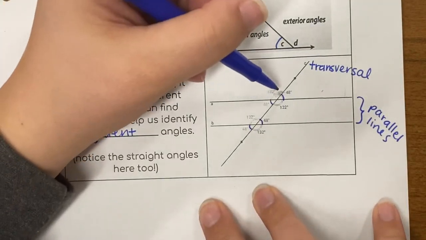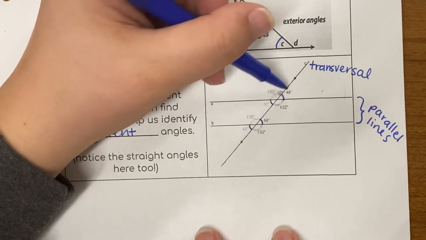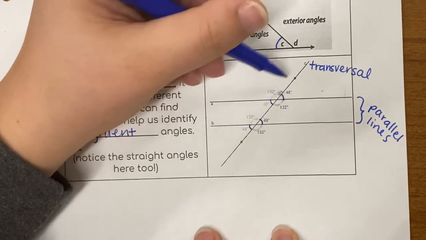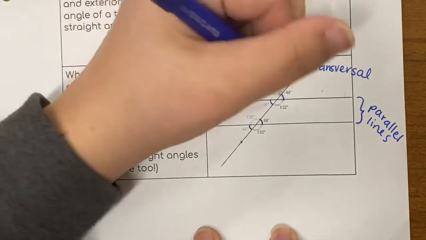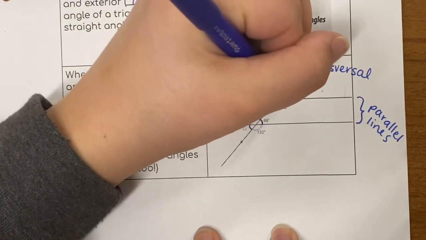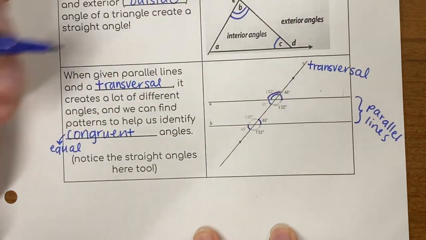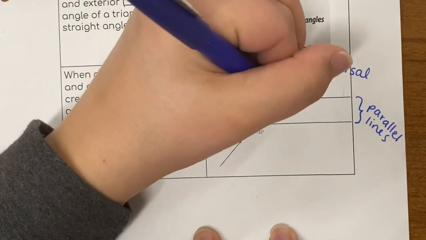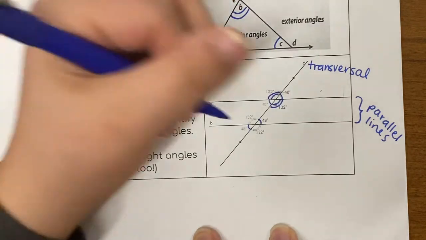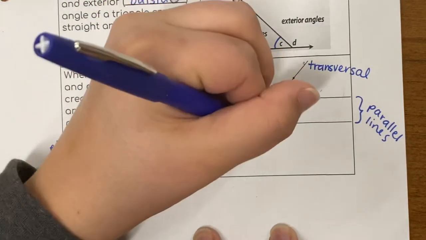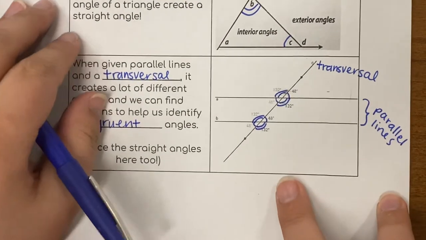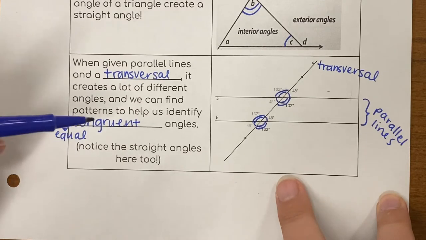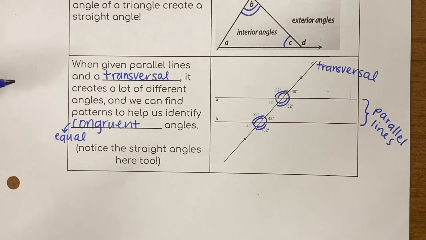Now I know that I have to create a straight angle because there's a line here, so it creates a straight line. So I know that this angle has to be 180 minus 48, so this angle right here is 132. And then same thing here. So it creates a pattern where we have congruent angles, we have straight angles, and that is how a transversal and parallel line works.